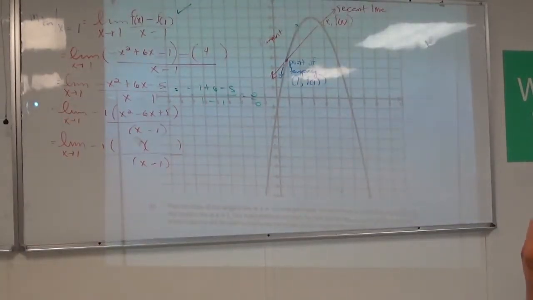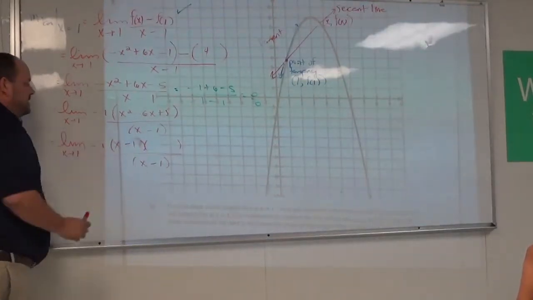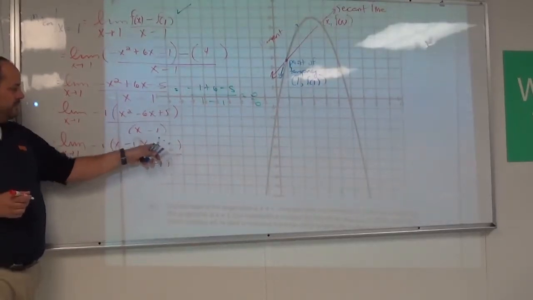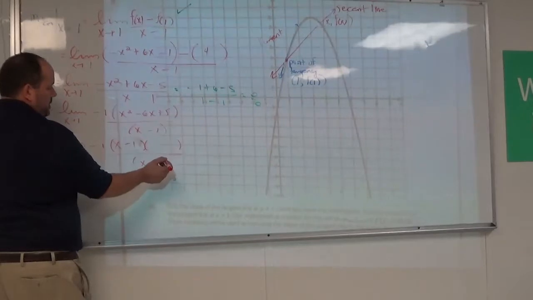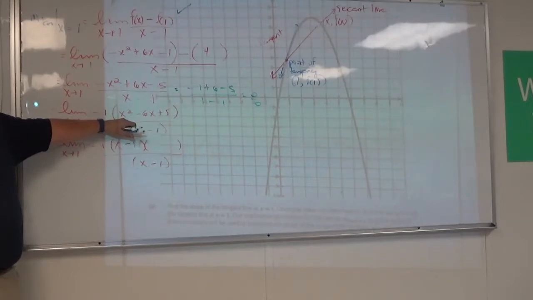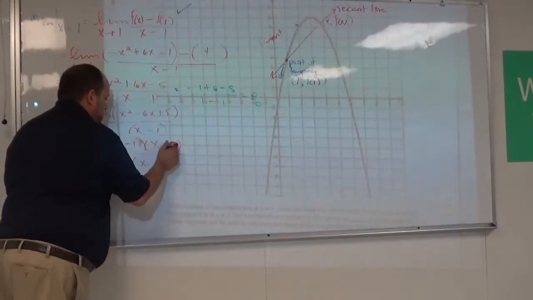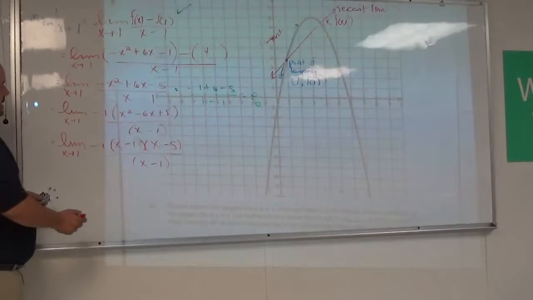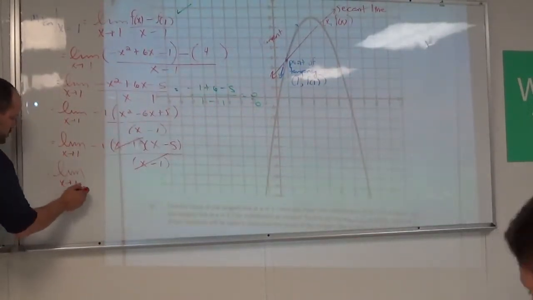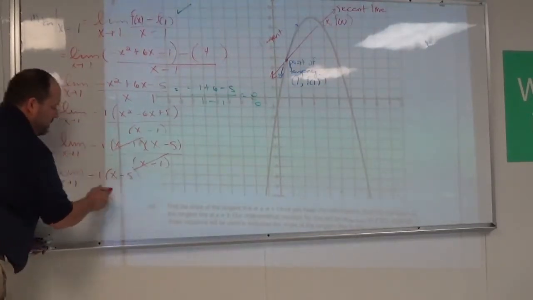I bet some of you already know how it's going to factor. Or there's something you're expecting is going to happen. Doesn't one of them have to be x minus 1 because we're hoping for some canceling? Okay, so if x minus 1 is one of them, what's the other one? If you're not sure, do the box. It should be x minus 5. The x minus 1's canceled. Okay, limit as x approaches 1 of -1 times x minus 5.